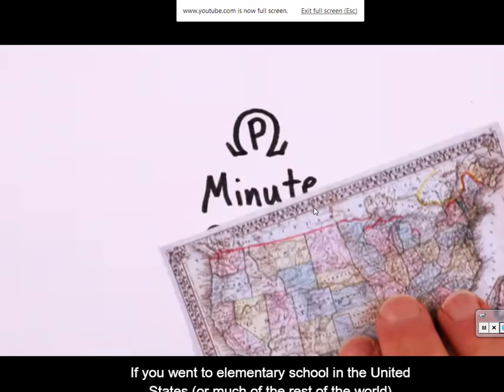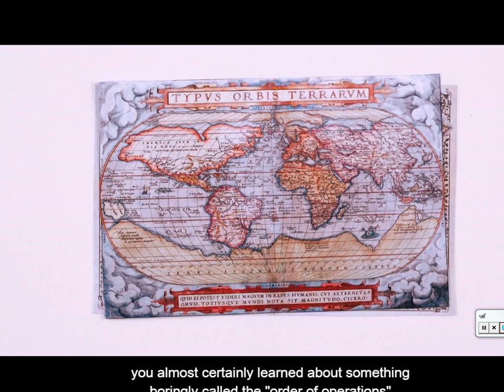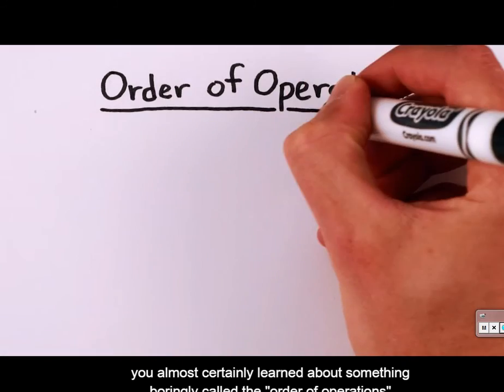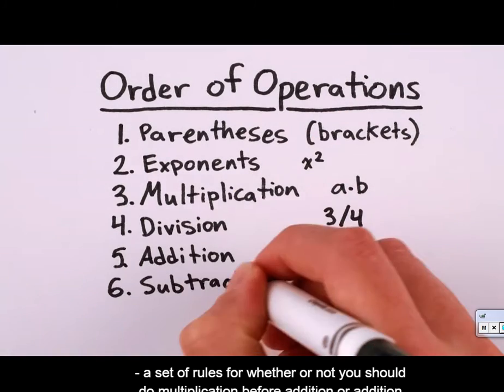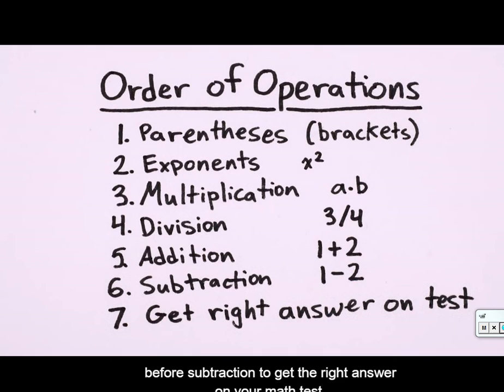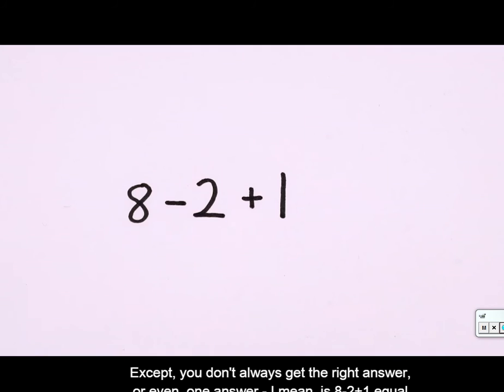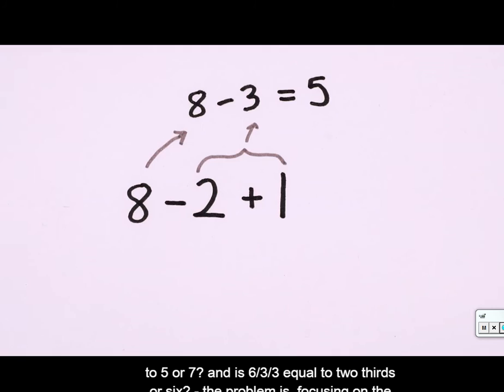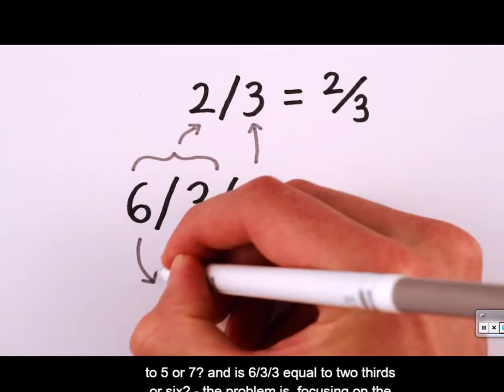If you went to elementary school in the US or much of the rest of the world, you almost certainly learned about something boringly called the order of operations. A set of rules for whether or not you should do multiplication before addition or addition before subtraction to get the right answer on your math test. Except you don't always get the right answer, or even one answer. I mean, is 8 minus 2 plus 1 equal to 5 or 7? And is 6 divided by 3 divided by 3 equal to 2/3 or 6?